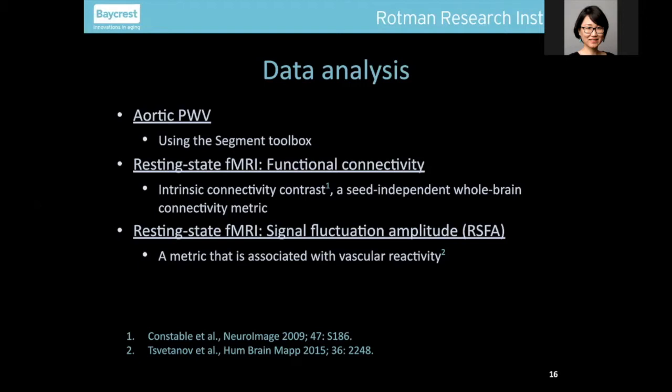So what it is, basically, is a weighted average of the correlation coefficient from a given voxel to every other voxel in the brain. Then we repeat that for every single voxel. In the end, we have this intrinsic connectivity contrast map. And finally, we also looked at the amplitude of resting state fMRI signals. We call that RSFA.